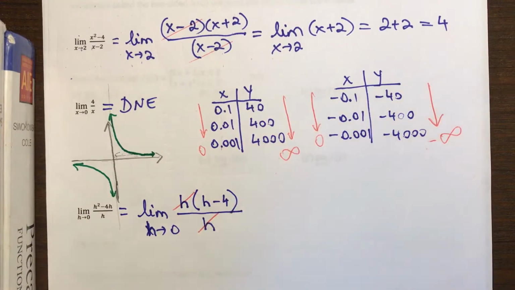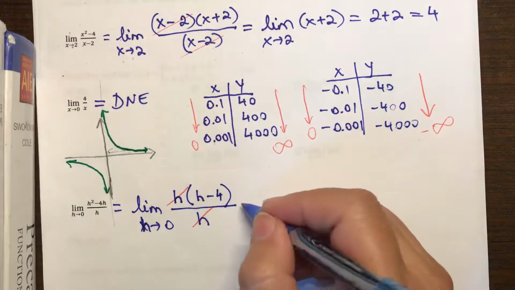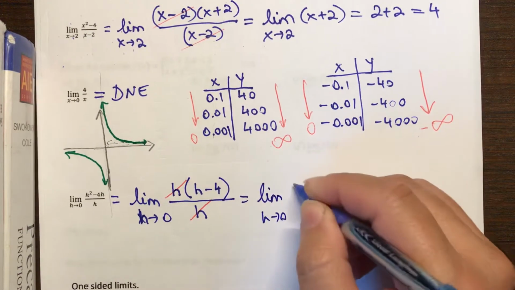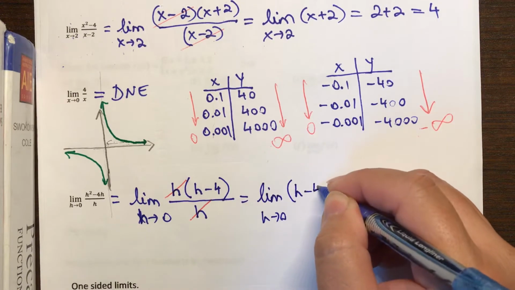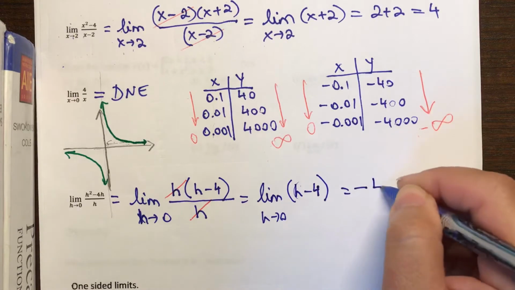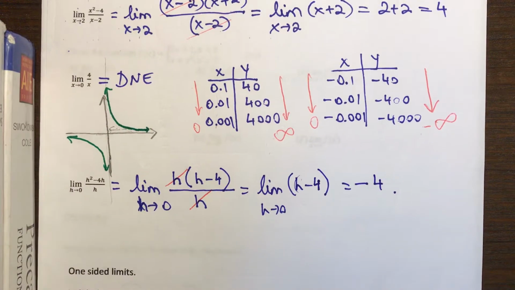So we can cross out the h's. So I'll get the limit as h approaches 0 of h minus 4. And when I plug in a 0 for h, I'm just going to get a negative 4 for an answer. All right? And there is that.